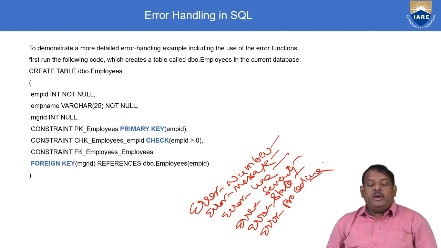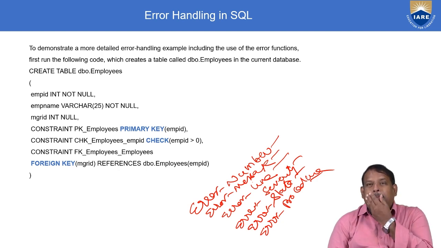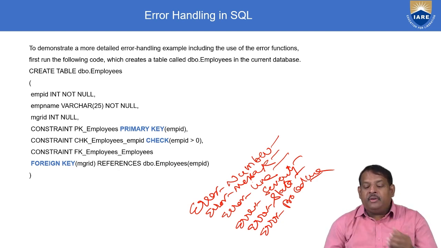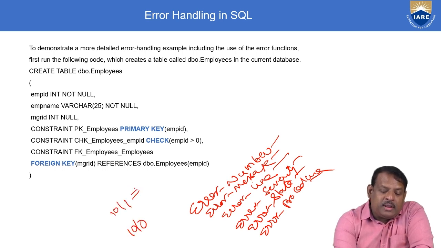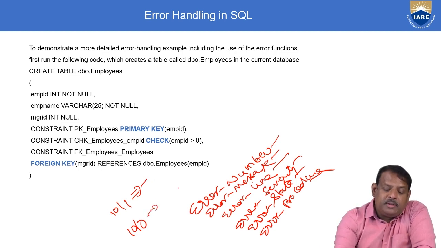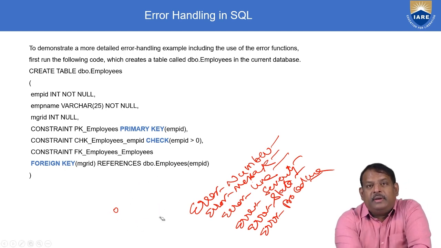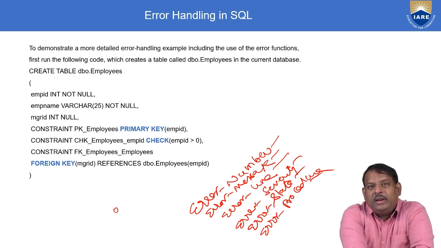To demonstrate a more detailed error handling example, first we'll try to create a table called employee. Now we are trying to use a more complex example. In the initial example, we used a small example like 10 divided by 0 or 10 divided by 1. That one doesn't give an error, so no catch block runs; in the other case it goes to the catch block and you get a different message. Now we'll see a more complicated example, and I'm going to give a more detailed one.